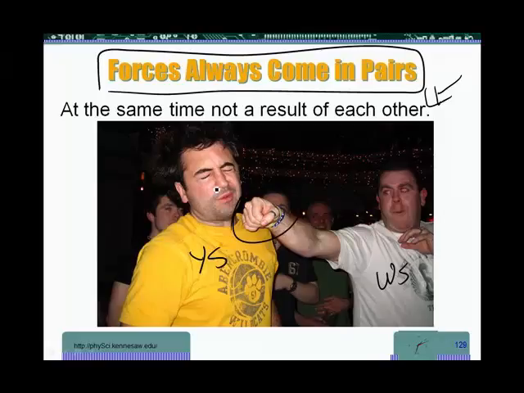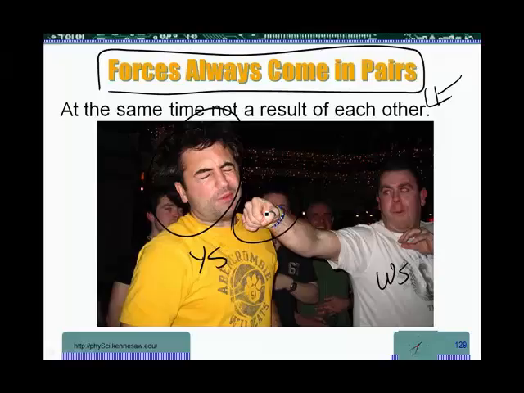What's the reaction? The face exerted a force on the hand. Both of these happened at the same time, not as a result of each other. You cannot say, "Because I hit the face, it hit me back." No. As the action is occurring, the reaction is occurring at the same time, not as a result of the action.